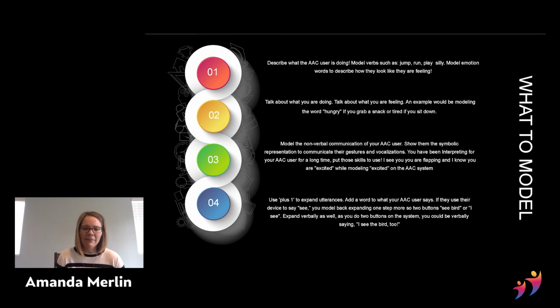And then you're going to use +1 to expand utterances. So add a word. Once they start communicating and they start hitting buttons on here and they're hitting go, then you're responding. So if they say see, then yes, I see the bird, and you're going to say see the bird, or I see. So we start to expand on everything, and we get those bigger, spontaneous, novel utterances that we start to generate.